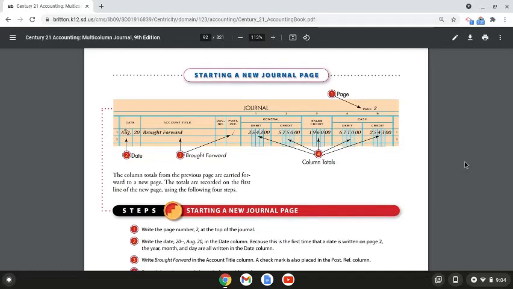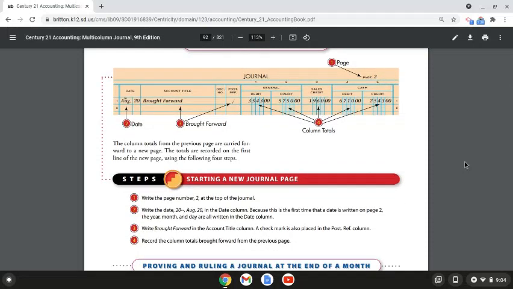Alright, next we'll be talking about starting a new journal page. When we start a new journal page, there are 4 steps that are followed. The first step is we write in the page number, which is 2, at the top of the journal. Then we write in the date, which is the current year, and then the month, and then the date in the date column. And because this is the first time that a date is written on page 2, the year, month, and day are all written in the date column.